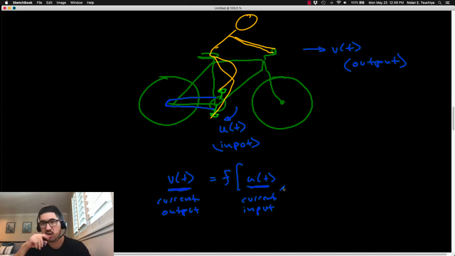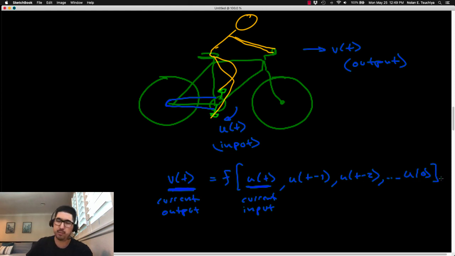But you can also imagine a scenario where you're coasting on your bicycle as a result of pedaling some time ago, right? So you don't even have to be pedaling at the current time for you to have some non-zero velocity. In other words, the current output is dependent on the current input, but also maybe some past input, like u of t minus 1 or u of t minus 2, or basically any input all the way back to the start of time for this particular experiment.